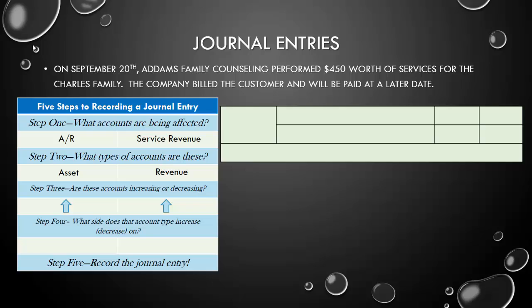What side? Assets go up with a debit. Service revenue is a revenue account. It's also going up, and all revenue accounts go up with a credit. So the journal entry is the same we had last time. Debit to accounts receivable for $450, credit to service revenue for $450. We performed services on account.